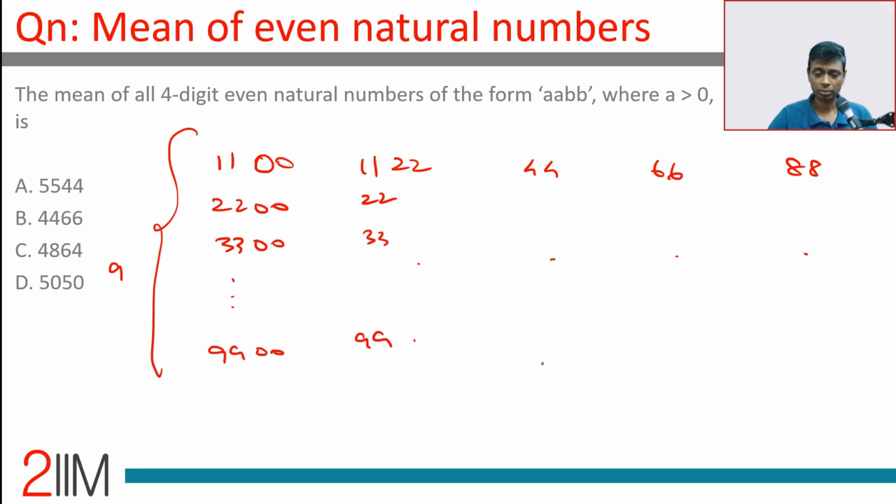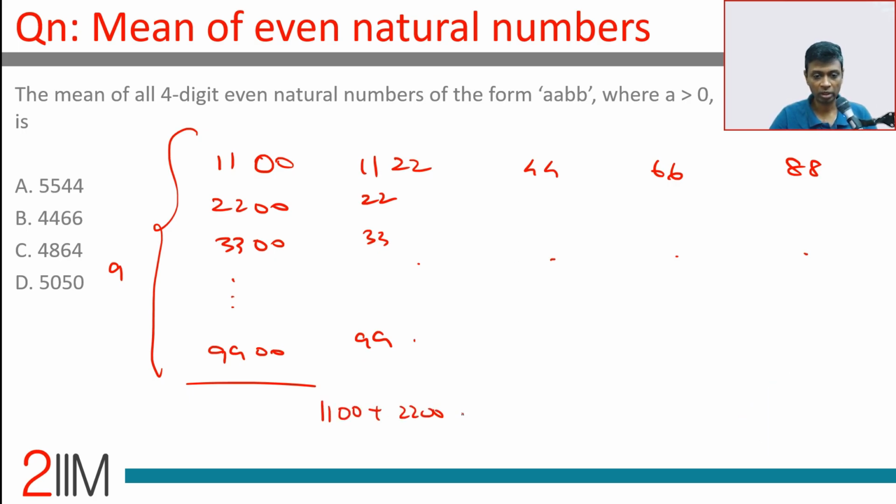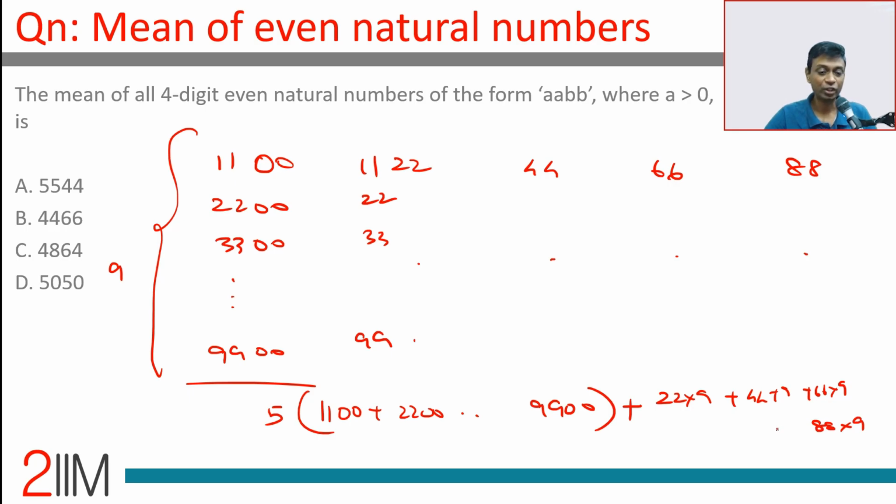How do we add all of this up? So think about this. 11 plus 22 plus 33 plus 44 plus 55 plus all the way to 99, 9900. We can add all of those up. That's common across the board. So how do we do this? We have 1100 plus 2200 all the way till 9900, the whole thing into 5. Plus 0 into 9, 22 into 9, 44 into 9, 66 into 9, 88 into 9. This is the sum total of everything that we are looking for. We need to divide this by 45. We are through. So let's simplify this.